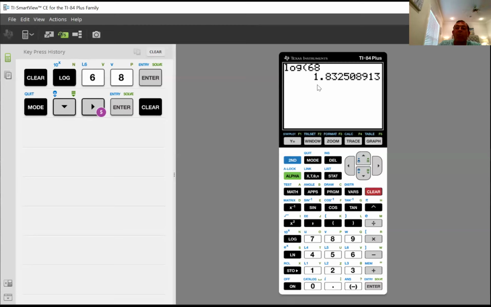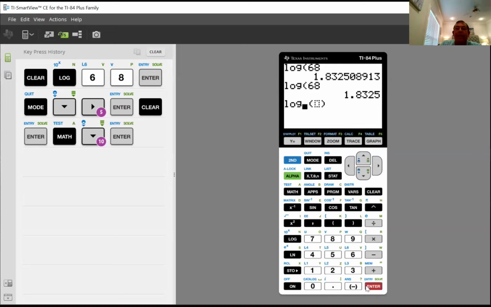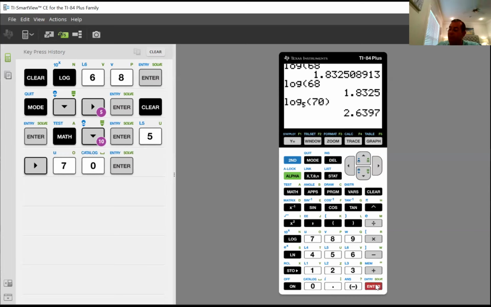Watch this. Look at this answer I got a while ago, 1.832508.9. When I hit enter, it rounds it off to 0.8325. What did we just have? We had a log. Let me go get log base. Log base. I had a 5 and then a 70. Now watch when I hit enter, it's going to round me those 4 decimal places.